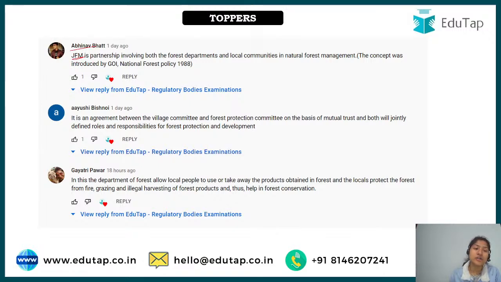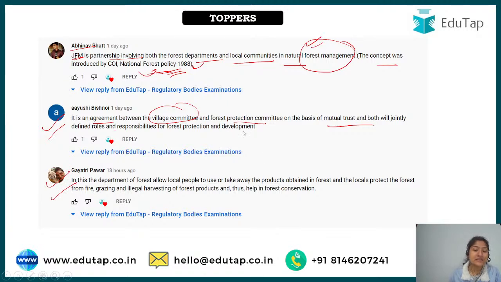I asked what joint forest management is. He said it is a partnership that involves the forest department and local communities to take care of forest management. And this concept was introduced by the Government of India in the National Forest Policy 1988. Do remember this policy and the year. Very good, Abhinav, for the additional information. Ayushi said the correct answer, that it is an agreement between the village committee and forest protection. Very good. It is based on mutual trust, right? And then Gayatri also said the right answer, that it is the mutual understanding between the Department of Forest and the community. That is the correct answer, and very good.